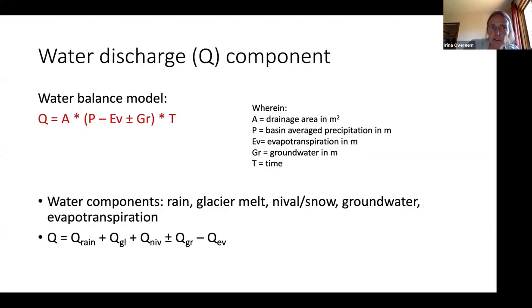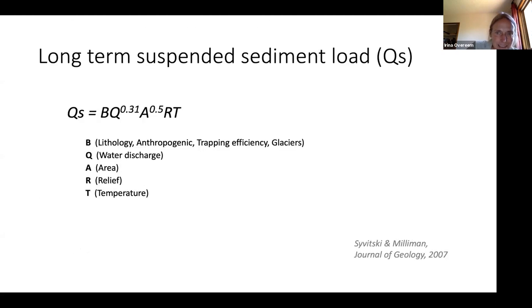And then maybe to super quickly say, it's a water balance model. So it calculates the components of rain, groundwater, snow, nival precipitation, and evapotranspiration for each part in the drainage basin to determine what the outcoming water is. And then it uses this long-term suspended sediment load equation, which is completely empirical and comes from analysis of many drainage basins in the world to predict suspended sediment load.